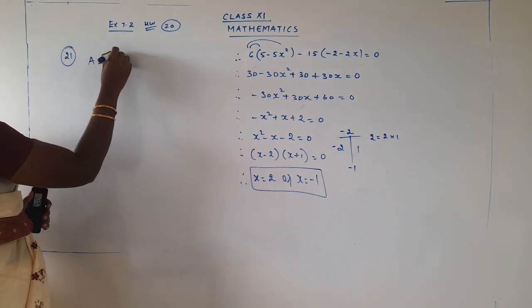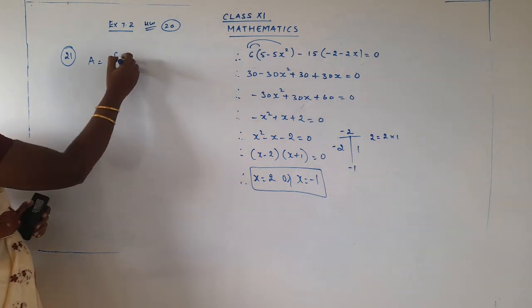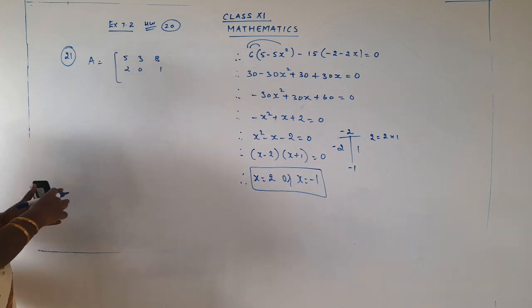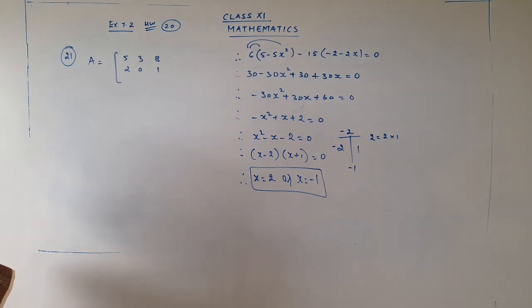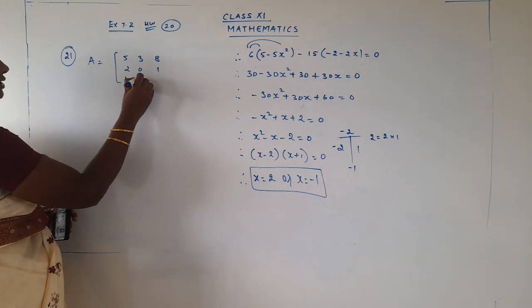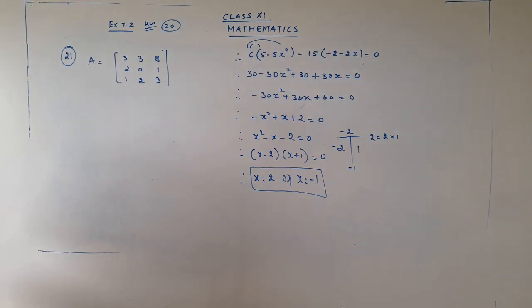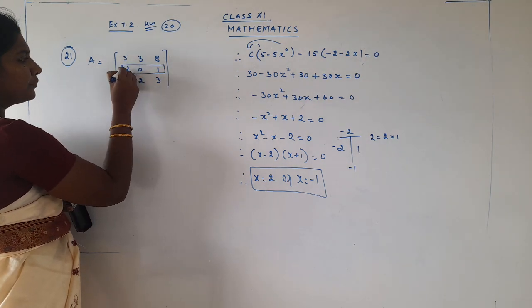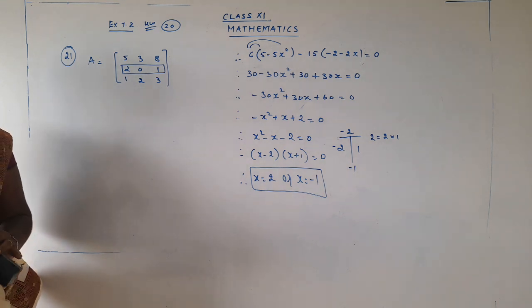So A is given to us. The matrix A is 5, 3, 8, 2, 0, 1, 1, 2, 3. So this is matrix A, okay? And they are saying that you have to use the cofactors of elements of second row. Only they are asking you to focus on the cofactors of second row, and we have to find out the value for determinant of A.